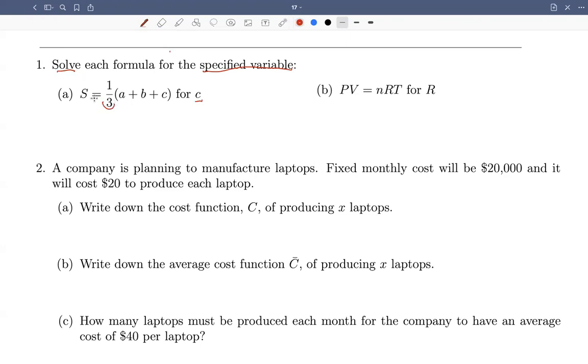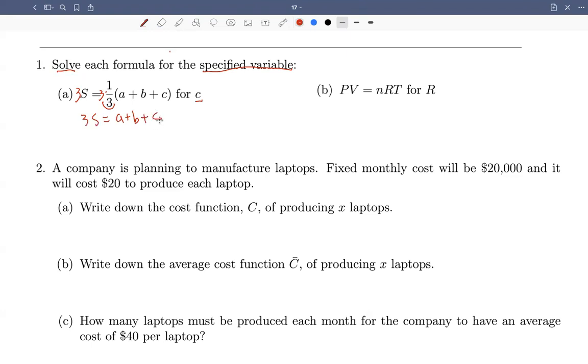How do we do that? We have an equation. We can always multiply by a number on both sides. So we would multiply by 3 on both sides. Right? 3 times 1/3 equals 1, because 3 is 3 over 1. 3 times 1 in the numerator is 3, 1 times 3 is 3 in the denominator. 3 over 3, that's 1. So we have 3S equals 1 times A plus B plus C, just A plus B plus C.